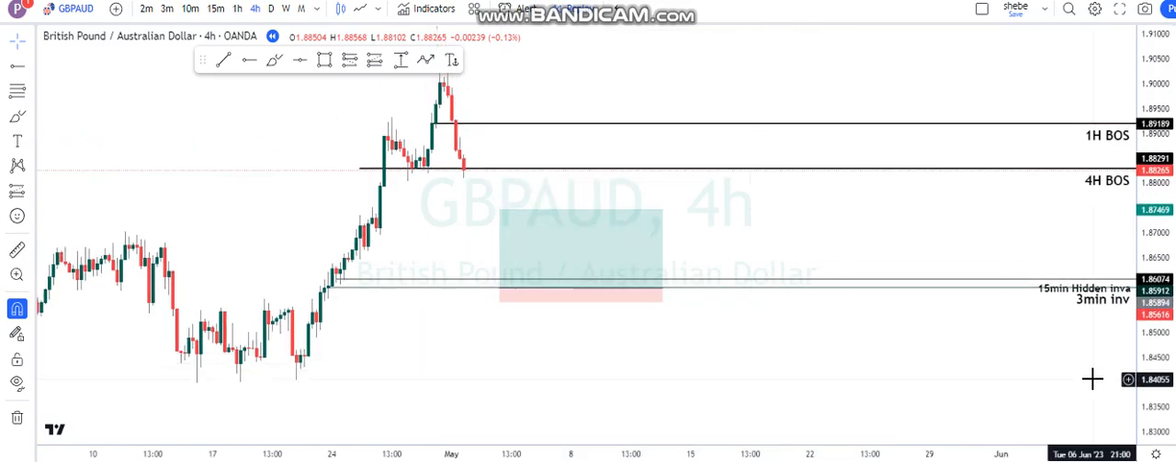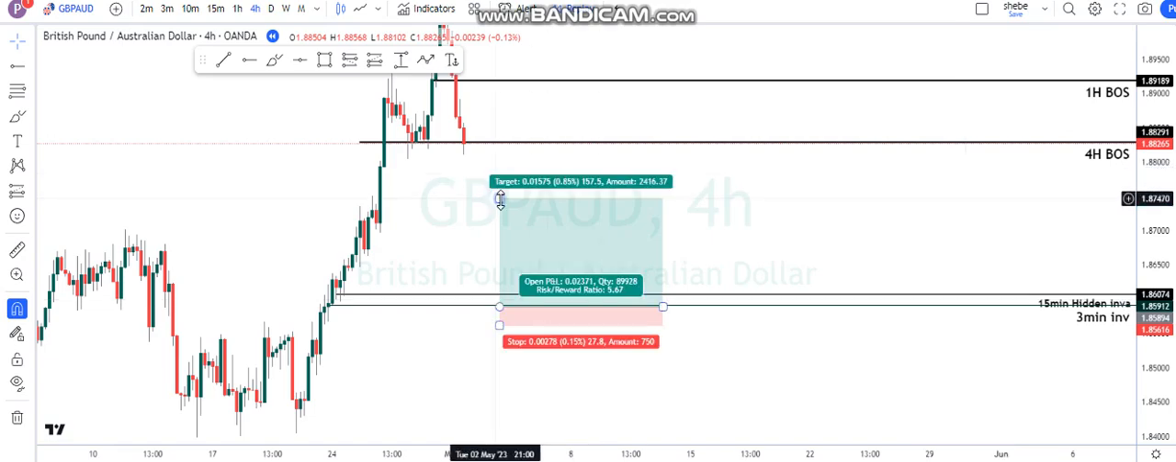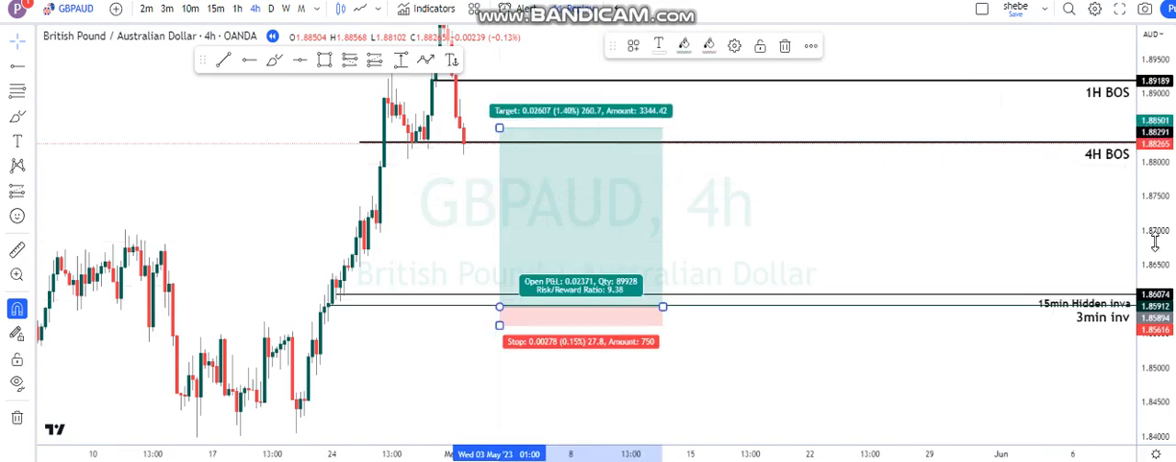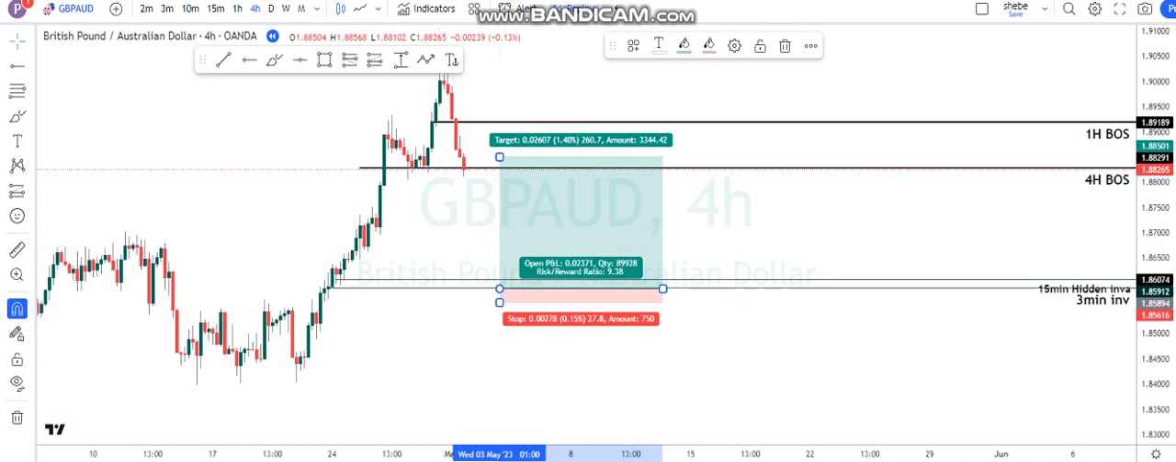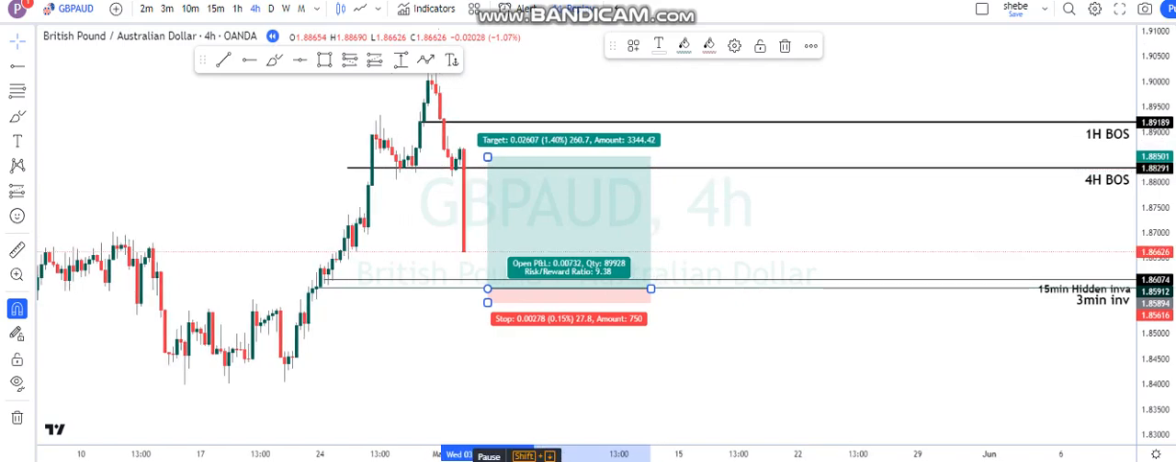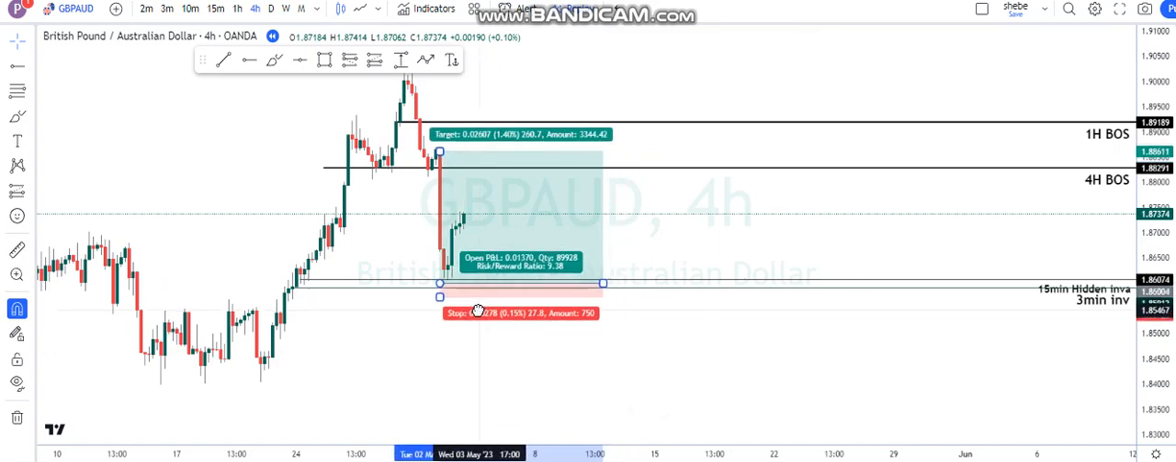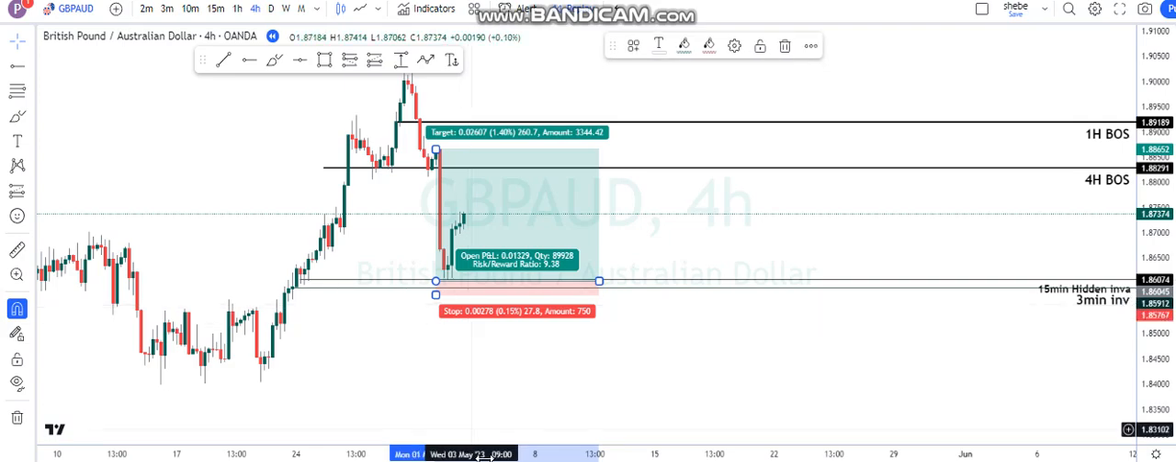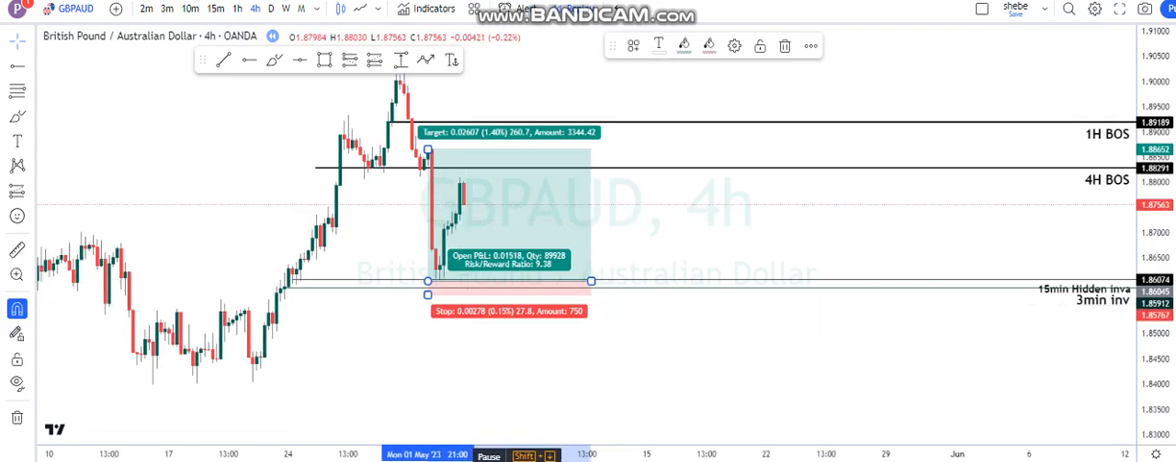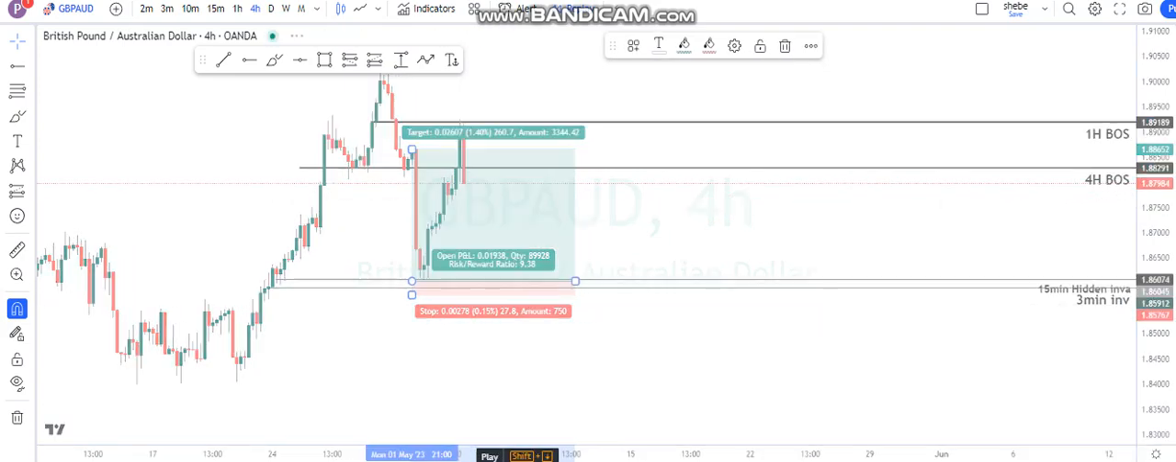After then, let's take it that the price came exactly to that point and triggered it. Like you see, guys, the price came exactly to that point and it triggered our point. Now this is still a running trade.